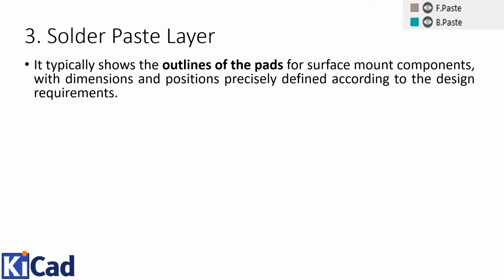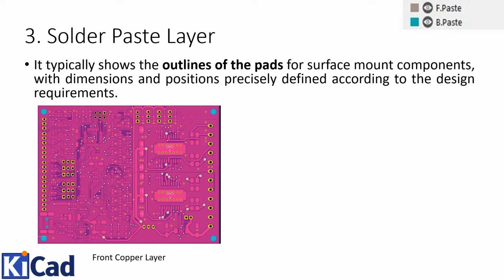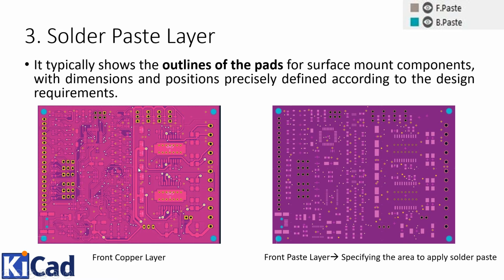It typically shows the solder paste layer. It shows the outline of the pads for surface mount components with dimensions and position precisely defined according to the design requirement. So over here you can see that this is the front copper layer of the PCB that you are now seeing in the picture, and there are the pads over here, like this one is the pad, this is the pad, these are pads. So this is some IC that has pads over here. So what the solder paste layer will do is indicate where we want to apply the solder paste so that we can connect our components over here.